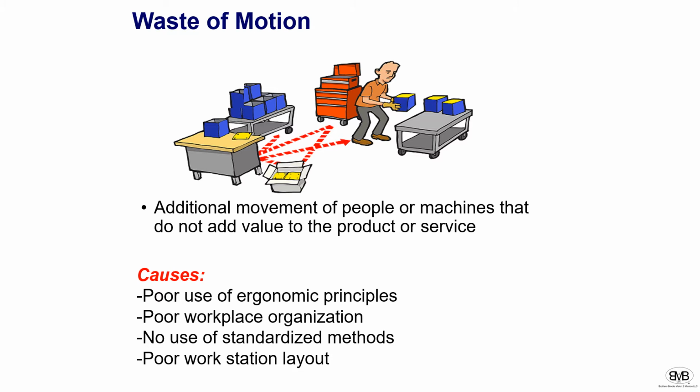Waste of motion: additional movement of people or machines that do not add value to the product or service. Causes: poor use of ergonomic principles, poor workplace organization, no use of standardized methods, or poor workstation layout.